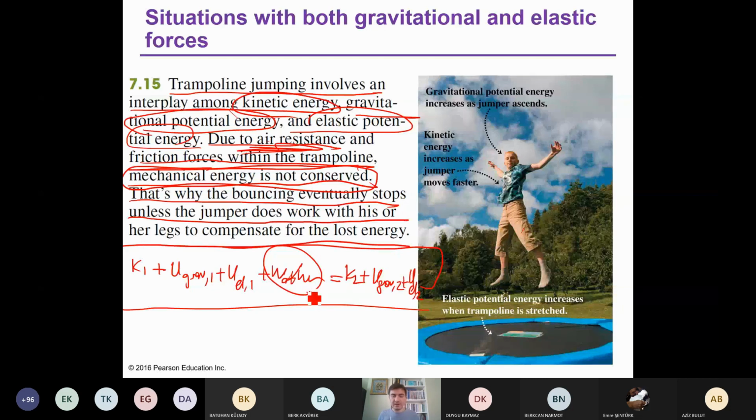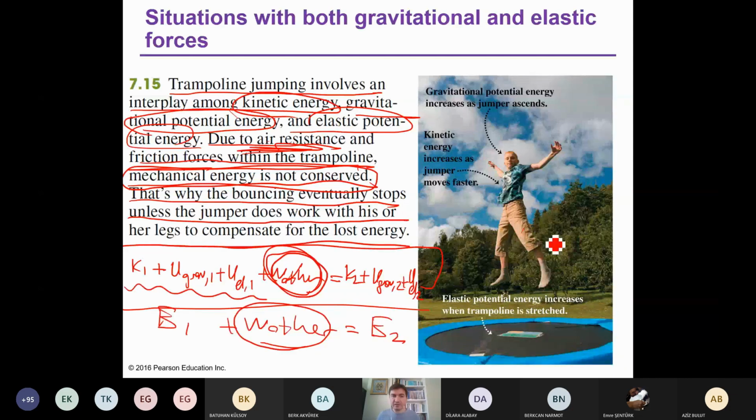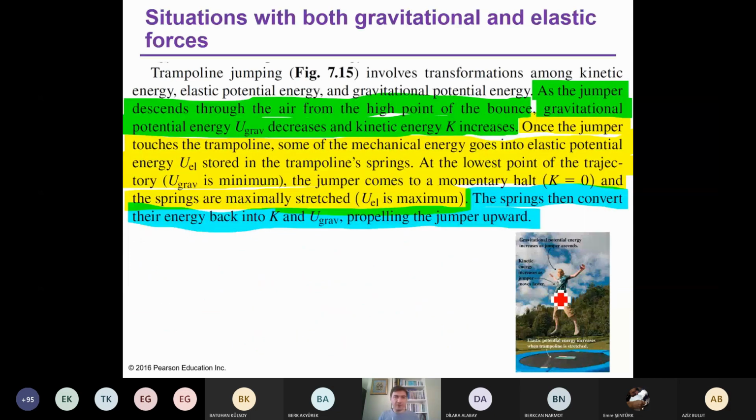Due to the V other, some part of the energy is lost, then finally this child will stop. But if this child does work with his or her legs to compensate for the lost energy, okay? So to compensate the loss due to the V other, he or she can apply forces by using muscles on his or her legs. So now let's discuss the situation here. What happens during this jumping? As the jumper descends through the air from the high point of the bounce, gravitational potential energy decreases and kinetic energy increases.